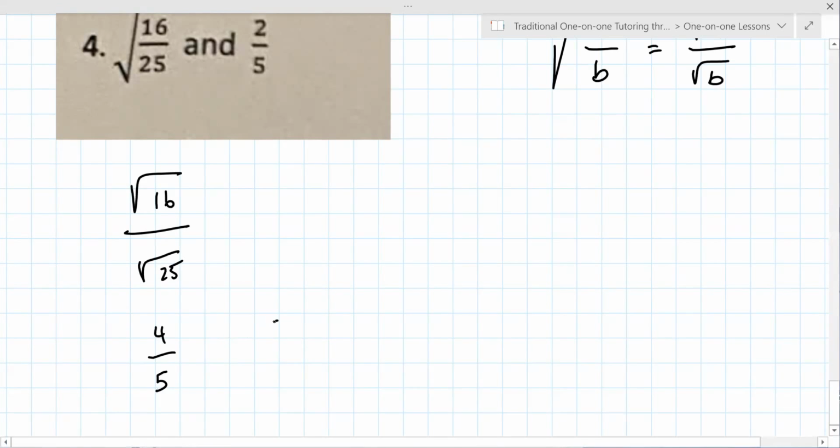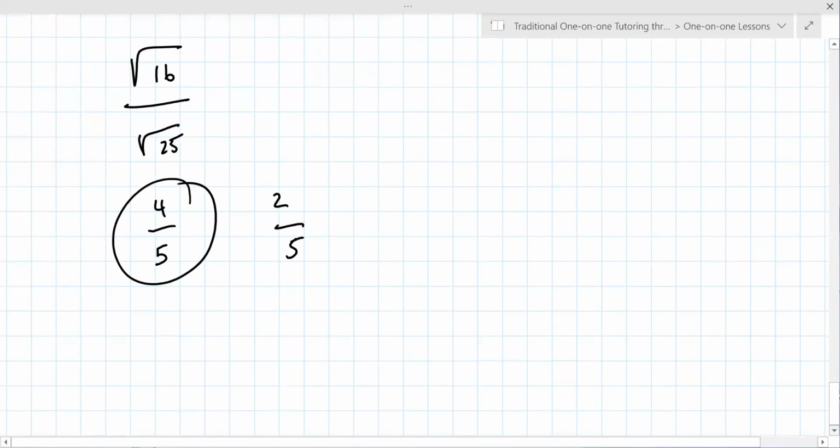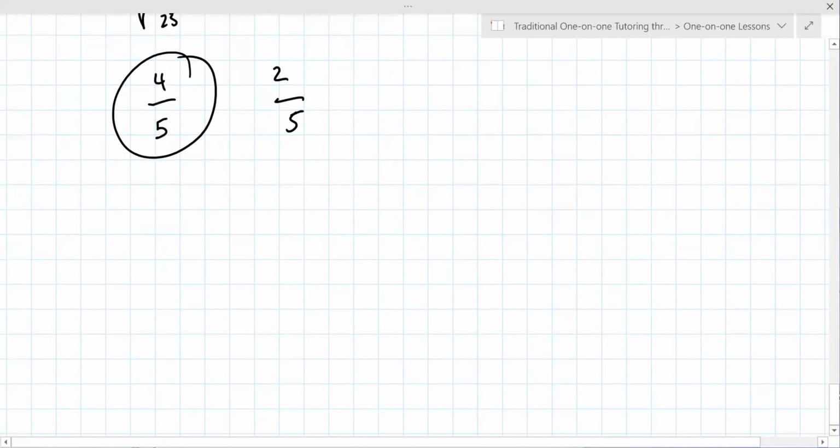So how does 4 over 5 compare to 2 over 5? Yeah, 4 over 5 is bigger. It's bigger because the top number is bigger. I keep thinking about when I was in third grade, where the smaller number is bigger usually. I don't know why I keep thinking about that.